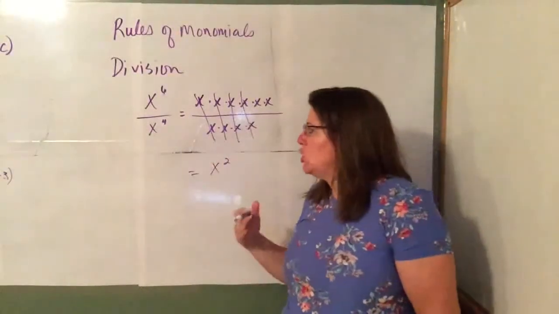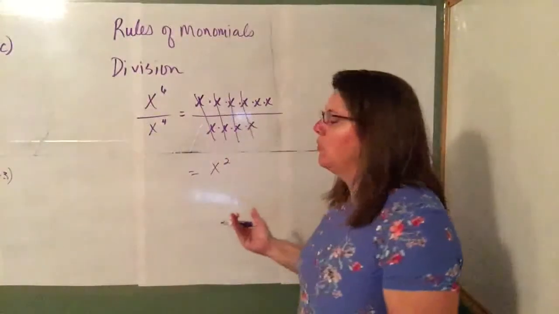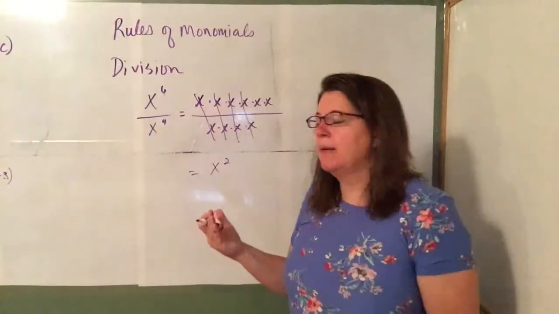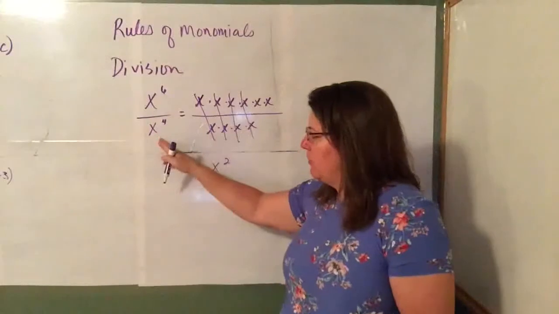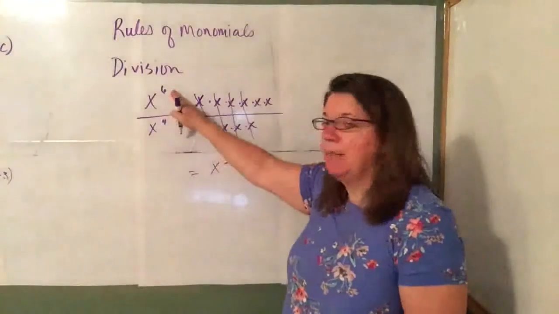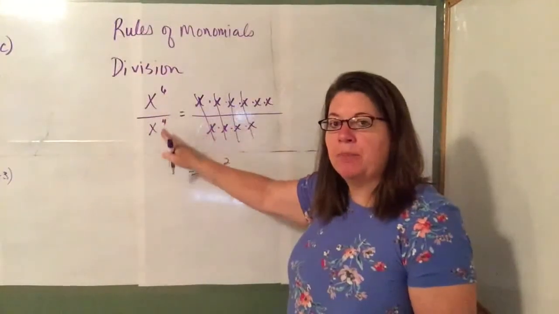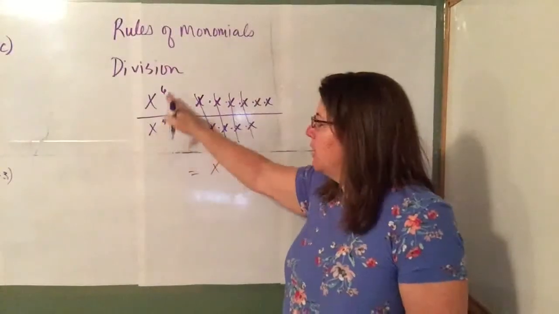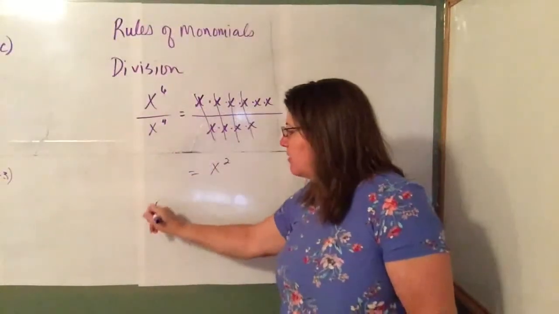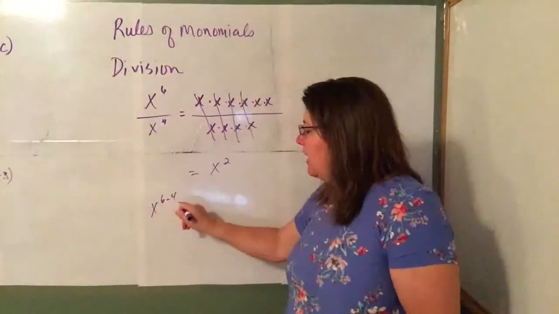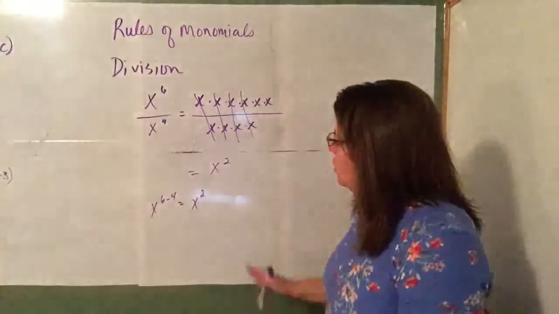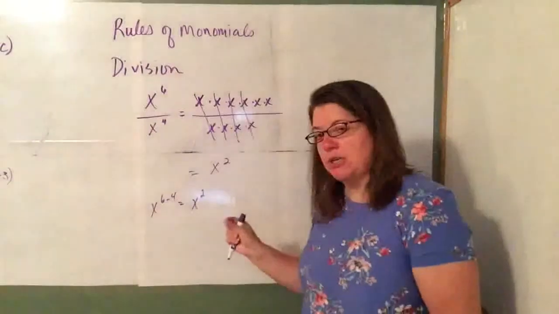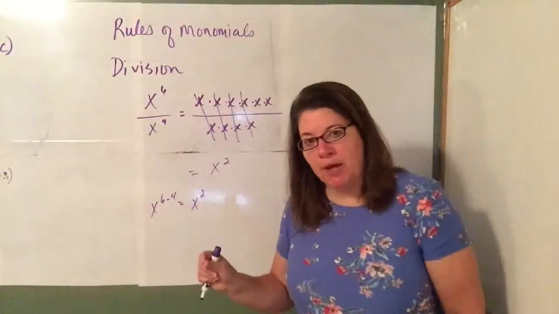So that leads me to a simple rule for dividing monomials. If you have the same base, then you can take the top exponent minus the bottom exponent. So that would be x to the 6th minus 4, and that leaves you with x squared. So you can do subtraction when you have division of polynomials.